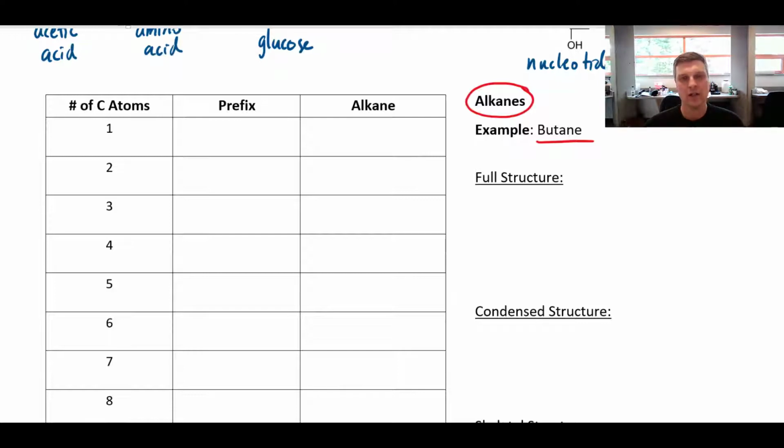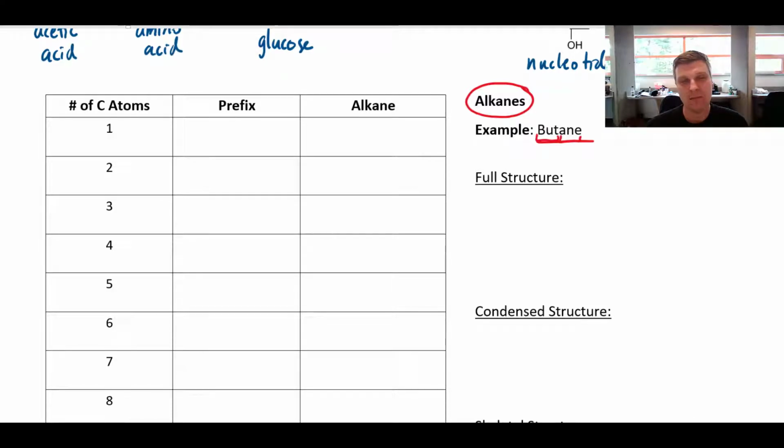So every name is going to have a prefix and a suffix. For example, butane is but plus ane. I know that it's an alkane because it ends in ane, and then I know how big of an alkane it is because of the prefix but.